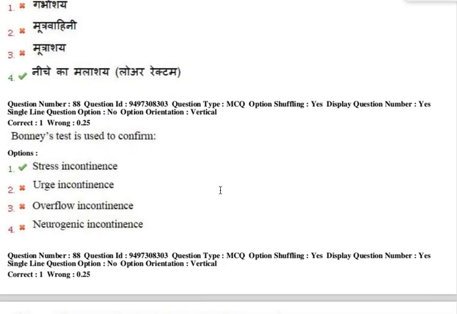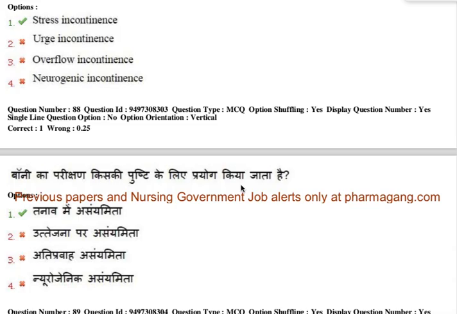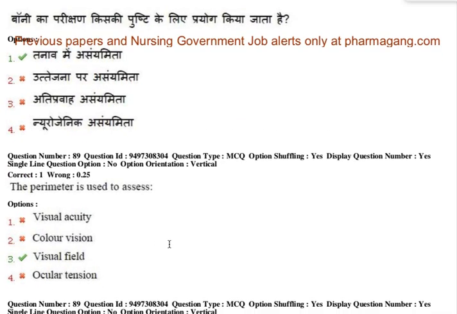Next question, Bonney's test is used to confirm? Right answer is first, stress incontinence. Bonney's test is used to confirm stress incontinence. Next question, question number 89. The perimeter is used to assess? Answer is third, visual field. Perimeter is used to assess the visual fields.